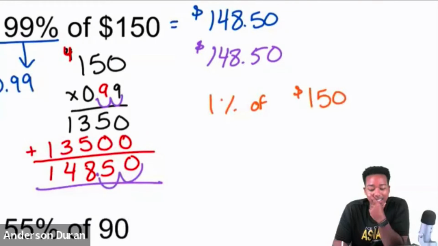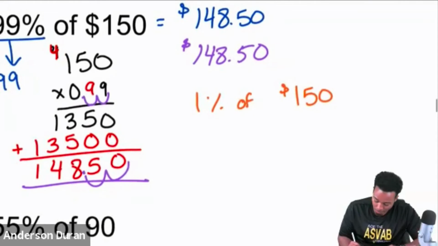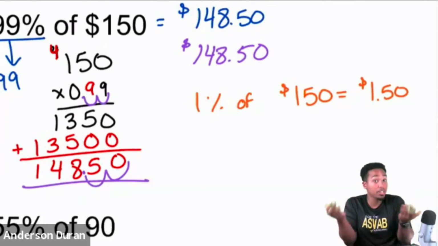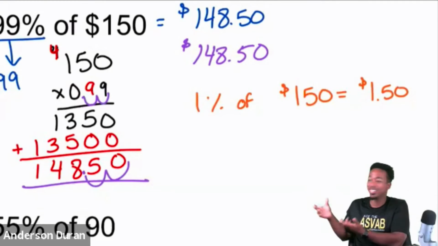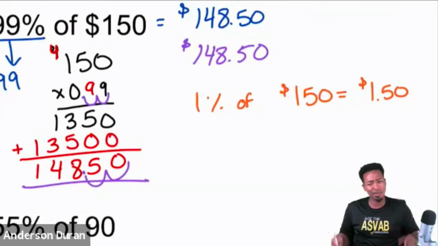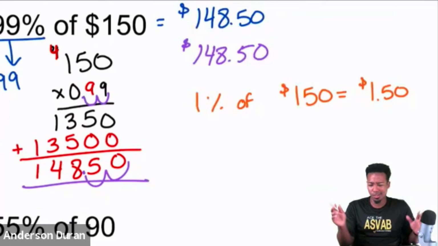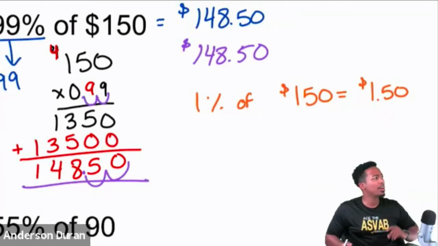1.5, Karen. Ashley says 1.5. Eduardo, 1.5. Yeah, 1.5. If I find 1% of $150, that's going to be $1.50. That is 1%. Again, 1%, that convenient little table that we had there, divide by 100. To divide by 100, just move that decimal place over. We're good.